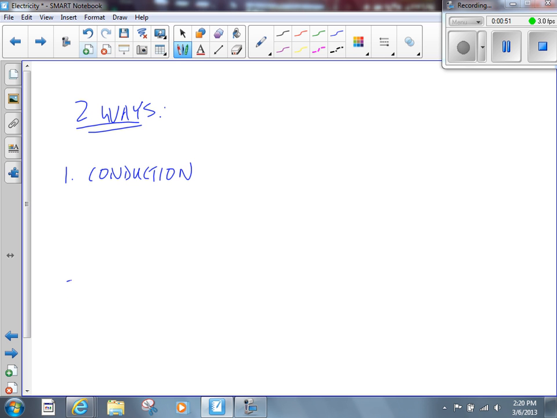Second way is induction. Good. What's the main difference between conduction and induction? We talked about a couple of differences yesterday, but one of them is the big one. Conduction always involves this. Induction never involves this. Good. Conduction always involves a transfer of charge. Induction never involves a transfer of charge. So no charge transfer.